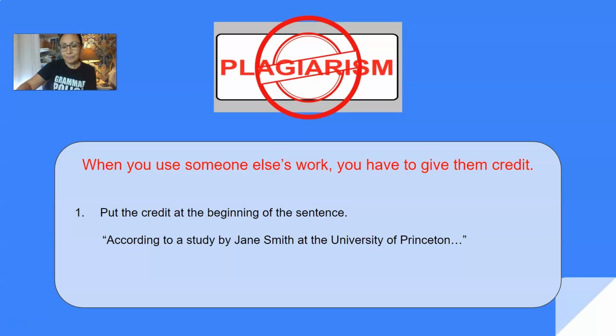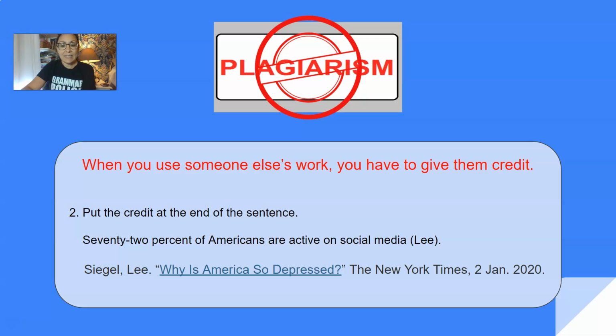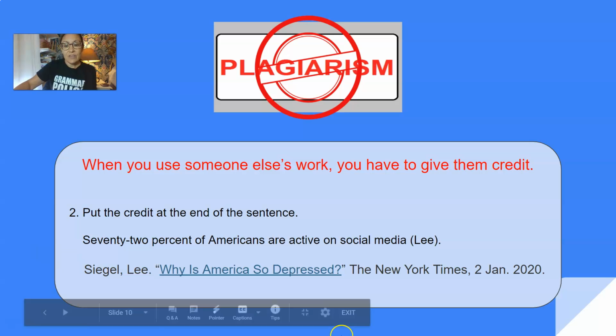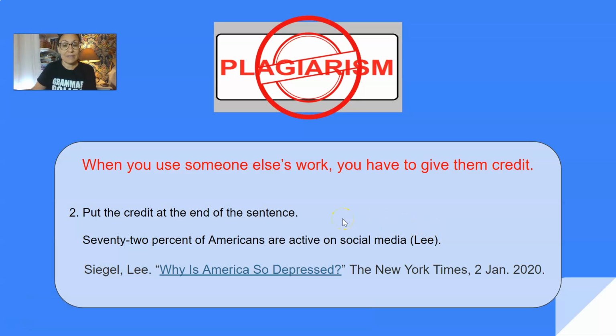The other way, and this is called a parenthetical in-text citation, it's a little bit different. You put the credit at the end of the sentence. So you would go in with the fact, 72% of Americans are active on social media. And you don't know that. That's just not information that you traditionally carry in your head. So you have to put the last name of the person who conducted that research.